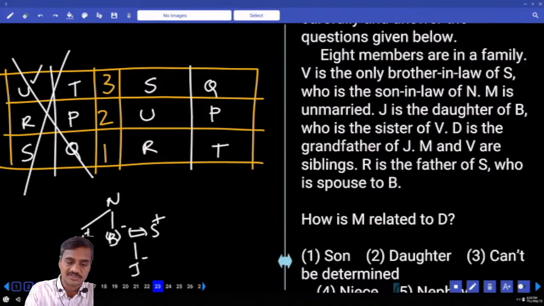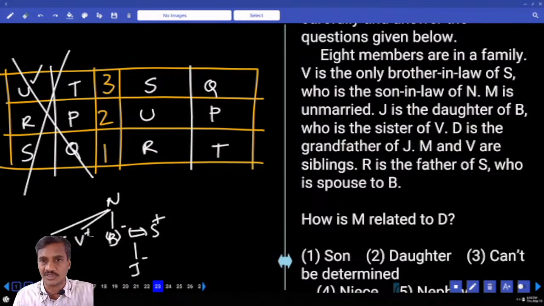M and V are siblings here. And V is the only brother-in-law of S. The remaining persons must be wife or sister-in-law. And next one, D is the grandfather of J.